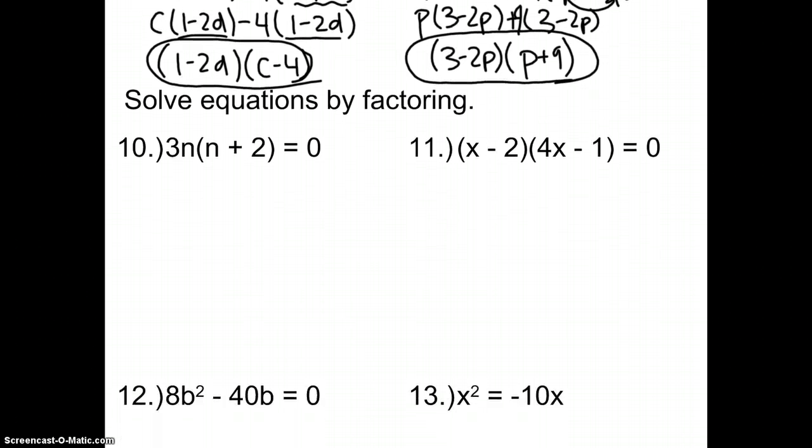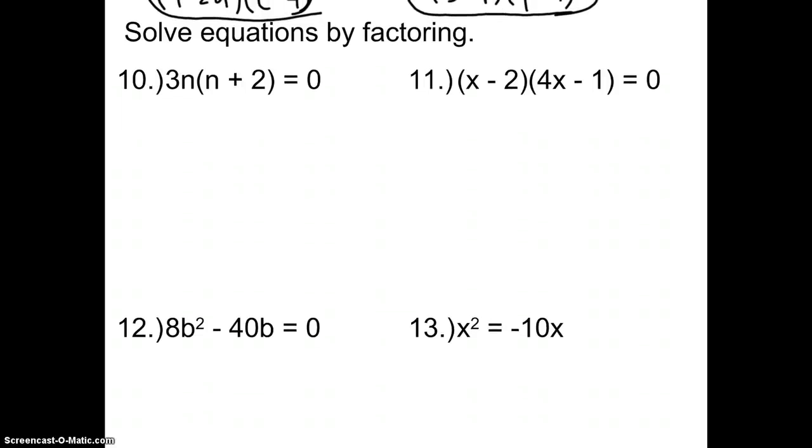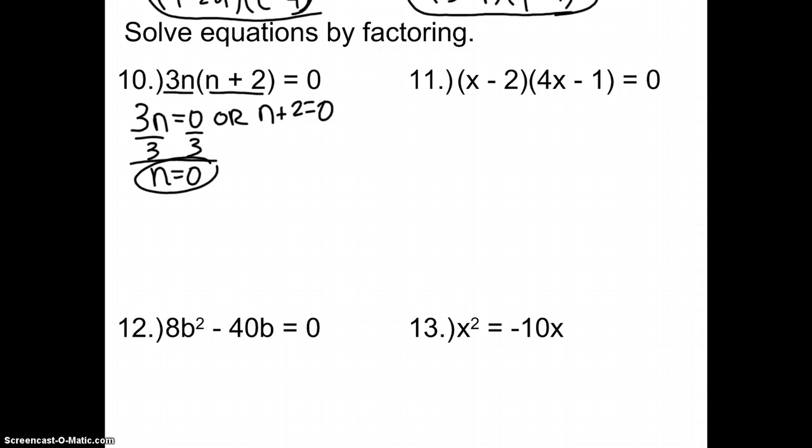So now we're going to go a little bit further and solve the equations that we just factored. The first one, we have 3n times n plus 2 equal to 0. To solve these, we're going to set each term that we have equal to 0. We have 3n equals 0, or n plus 2 equals 0. We're going to solve the first one for n by dividing by 3. n equals 0 is one of our solutions. Subtract 2 from both sides. n equals negative 2 is our second solution.